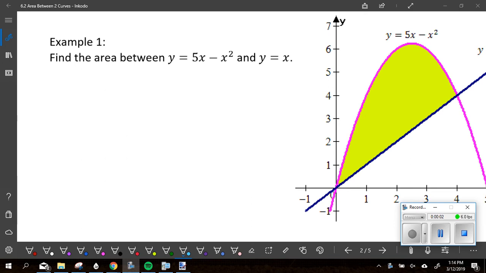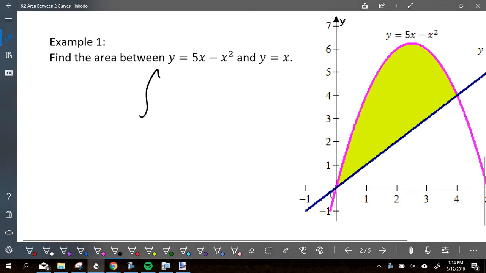To find the area between the curves y equals 5x minus x squared and y equals x. To find area under the curve, what do we do? Integrate. Cool, that's what we're going to do. We want to find the yellow area up here.